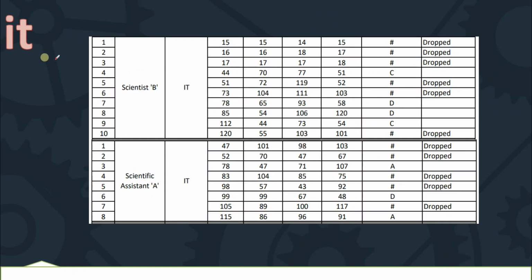The next branch is the IT branch. So for the IT branch, lots of questions are dropped. That is 1, 2, 3, 4, 5, 6 questions are dropped for Scientist B. So now your total marks are 114 for Scientist B, okay? So calculate your score based on this.